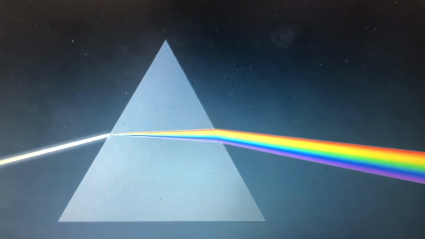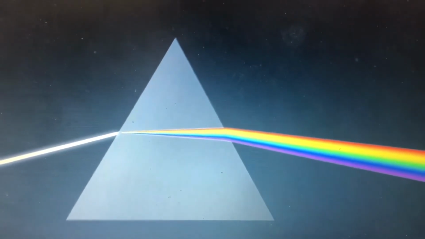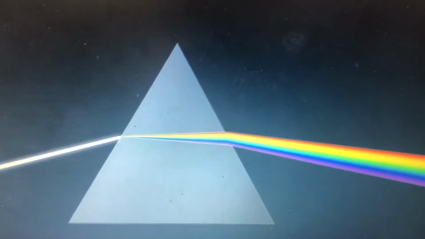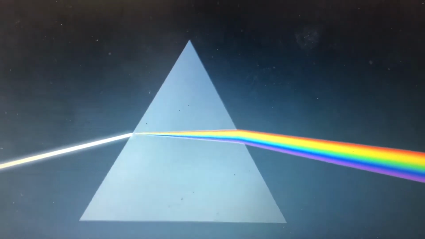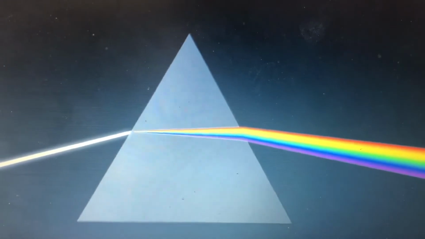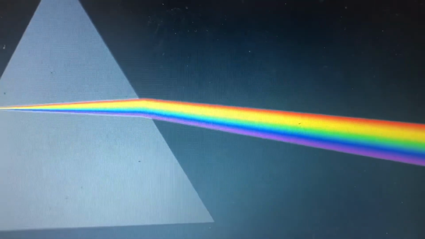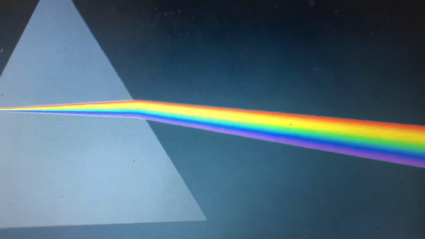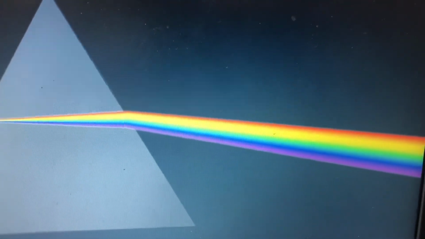That's right. What colors can you see there? Red, orange, yellow, green, blue, indigo, violet. Which color do you think has the longest wavelength? And which one has the shortest? So think about it. Let me show you the picture one more time. Which color do you think has the longest wavelength and which one has the shortest?